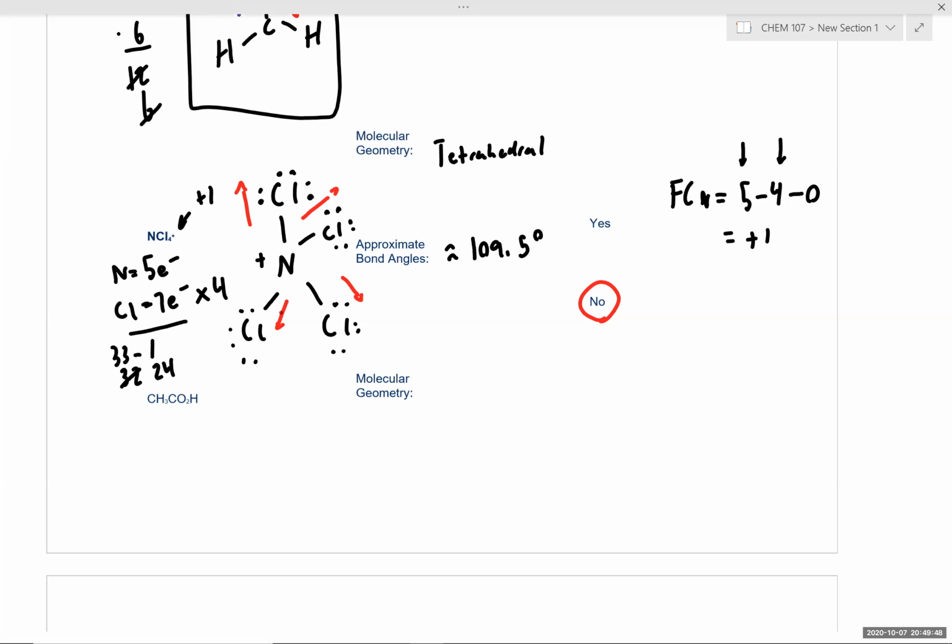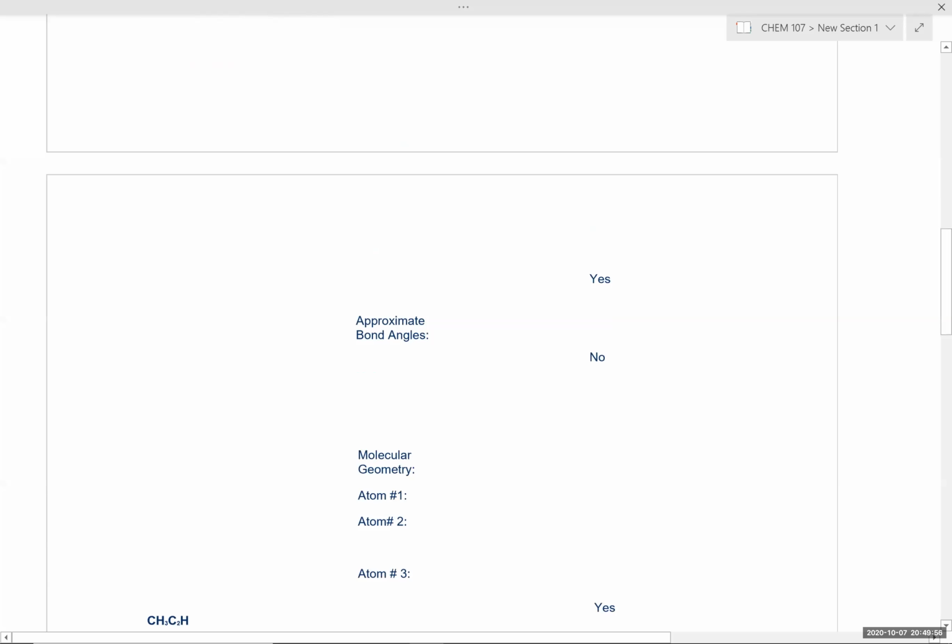Okay, so let's keep working through these examples. In this case, let's look at acetic acid, which is CH3CO2H. First and foremost, in terms of our count, we have 2 carbons, so we have 4 times 2. We have 4 hydrogens, 1 times 4, and 2 oxygens, which would be 6 times 2. So adding up our total, that gives us 24 electrons.